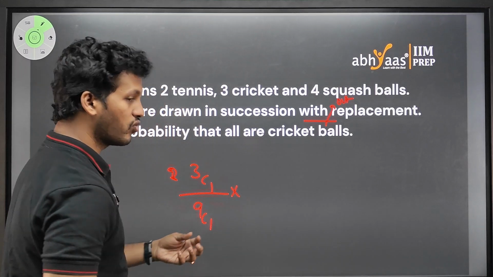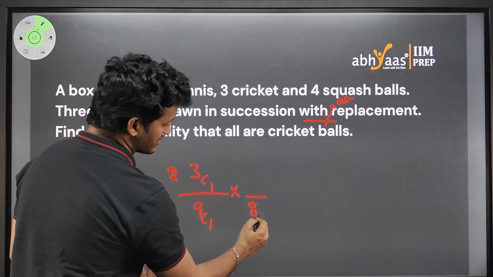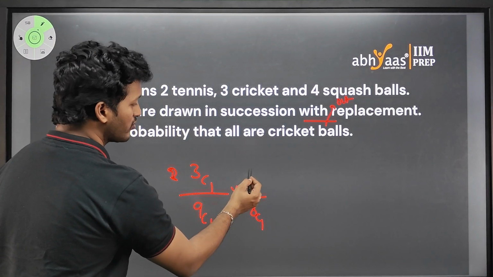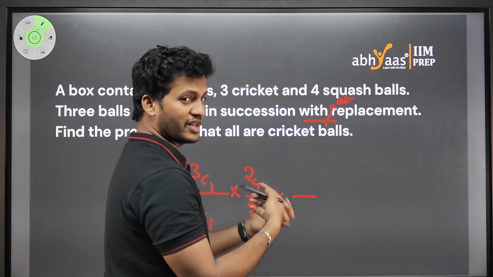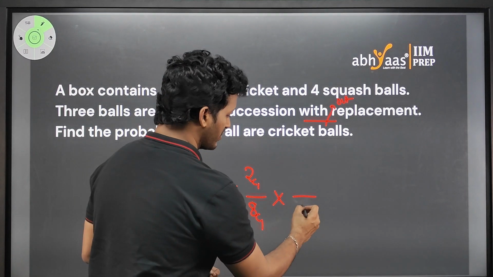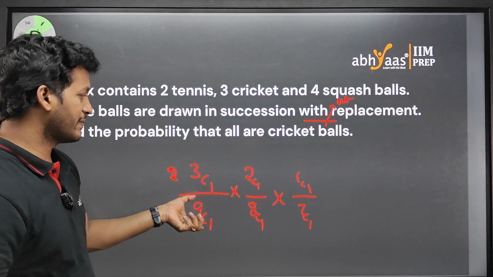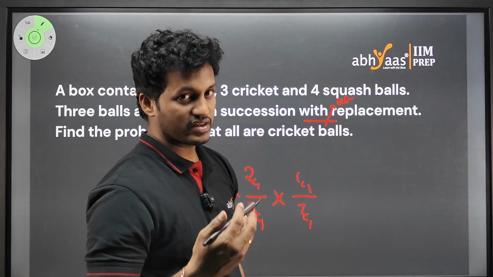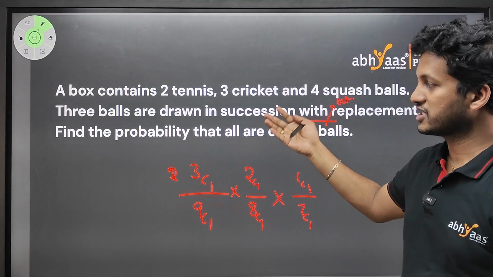Next, how many balls are there in the next draw? It will be 8C1. So among 8 balls, now I am drawing one ball. How many cricket balls will be there? 2C1. And for the next one, I am not replacing it. I am not throwing that ball back again. It would be 1C1 out of 7C1. Okay, like this 3 by 9, 2 by 8, 1 by 7, they should be multiplied because everything has to happen. They are compulsory. Okay, this is for without replacement.